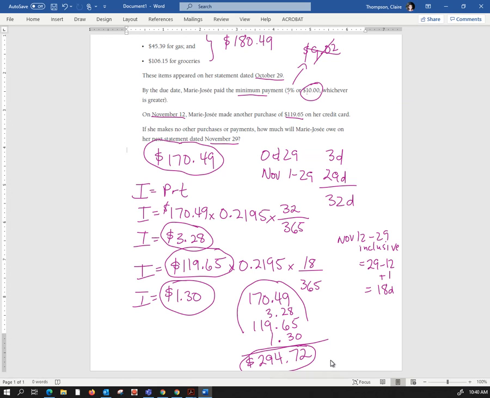I hope that makes sense. Please review this, pause the video repeatedly. There's lots of opportunities to make mistakes when you're doing this type of work, so the key is just to be really careful and double check.